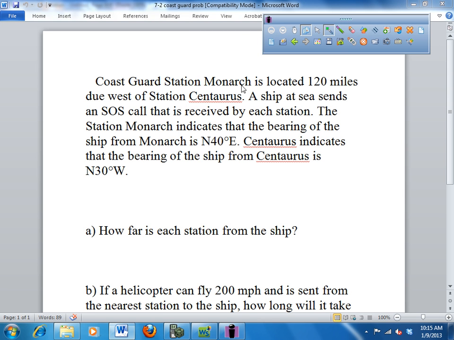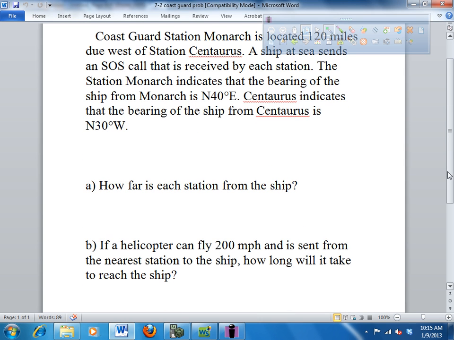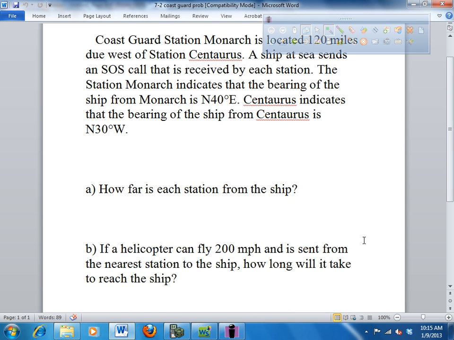Coast Guard Station Monarch is located 120 miles due west of Station Centaurus. A ship at sea sends an SOS call that is received by each station. Station Monarch indicates that the bearing of the ship from Monarch is north 40 degrees east. Centaurus indicates that the bearing of the ship from Centaurus is north 30 degrees west. How far is the ship from each station? And if a helicopter can fly at 200 miles an hour from the air station, how long will it take to reach the ship?